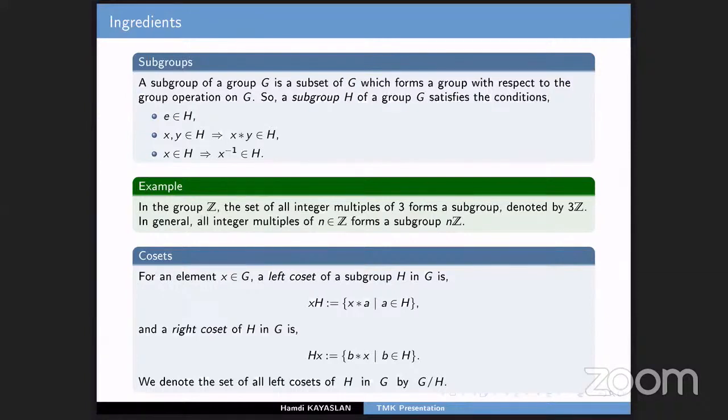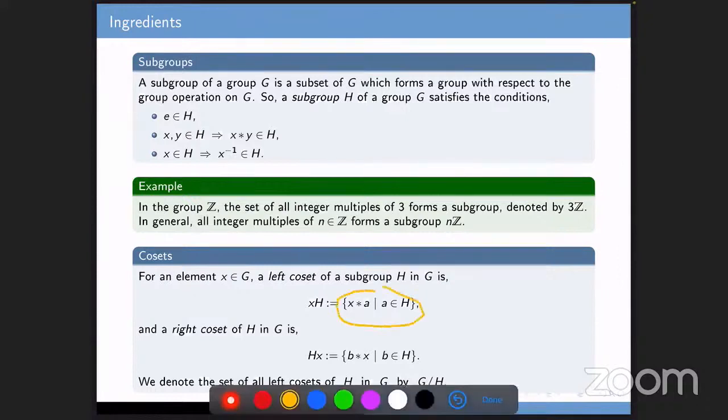And when we talk about subgroups, we can then talk about cosets too. What is a coset? A coset is formed in the following way. We take an element in G, x in this situation, and we use the operation with every element of H, and we form this set here. This is called a left coset. And the right coset is defined similarly, now with x on the right side here.